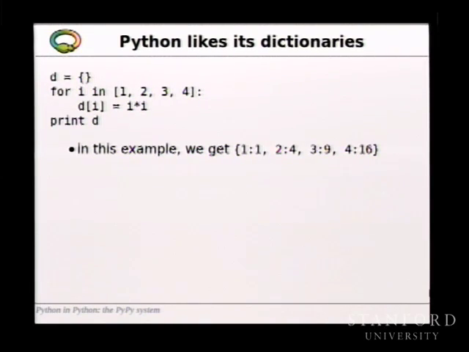Something that's maybe a bit more specific to Python is that dictionaries are good, useful tools, and you have actual syntax for them. This creates an empty dictionary, then sets under the key i the value i times i. So in this example, we get this dictionary printed on the right.